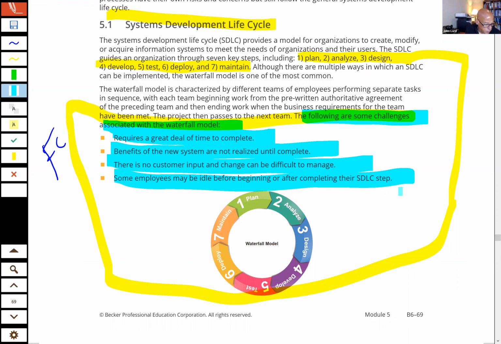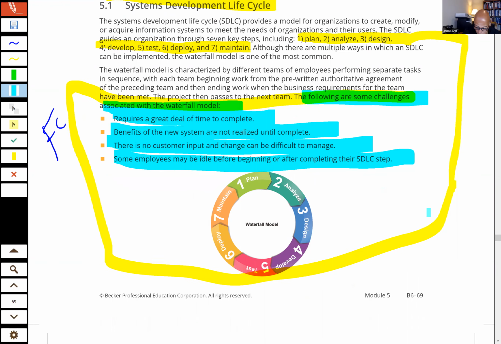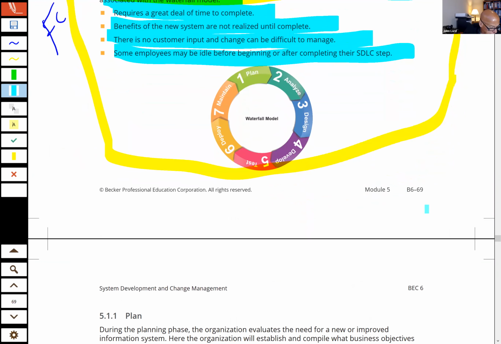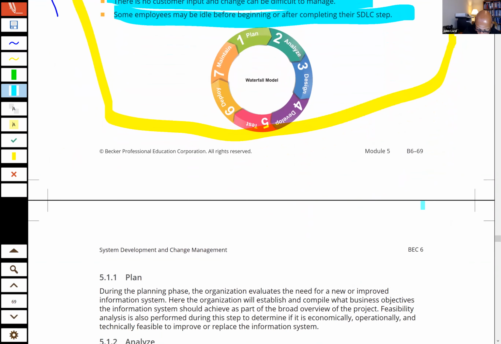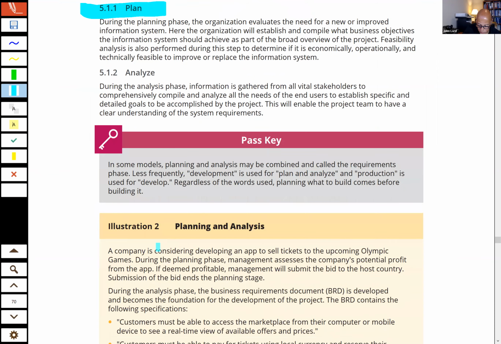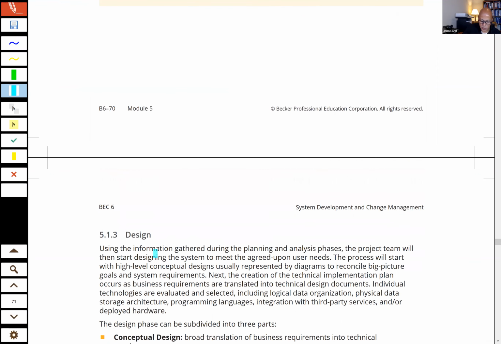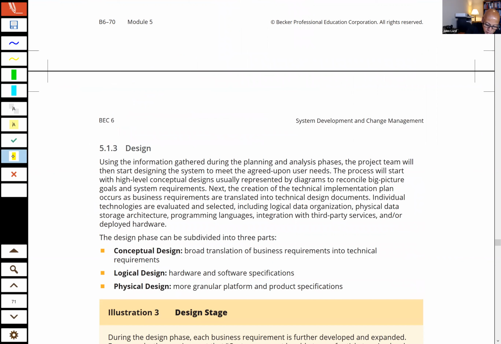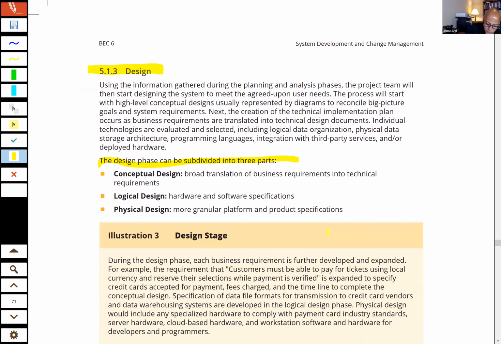Okay, good. Now let's take a look at some of the steps here. In our planning, we're going to plan. And one of the things that we look at, coming over to the next page, because we don't need to go through every single one of these things, is the design. Let's look at design of our system. The design phase, they tell us, can be subdivided into three parts. Let's flashcard that. I could see somebody asking a detail here about what is contemplated in the design phase.